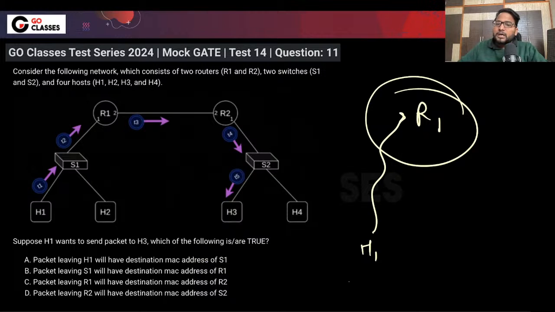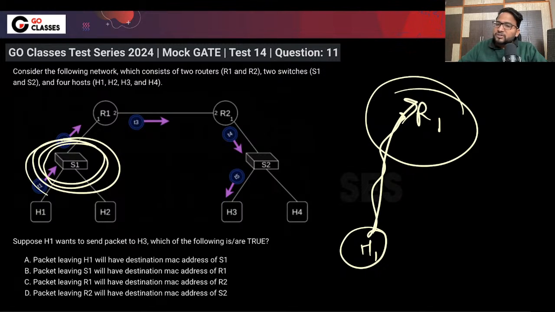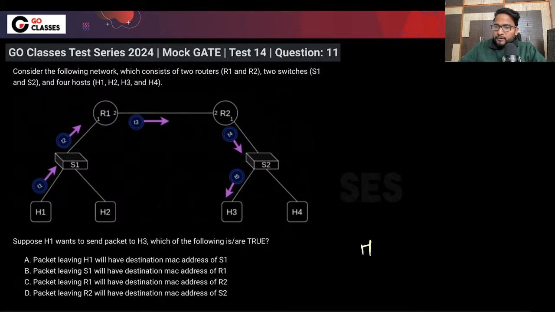I hope you understood that H1 wants to send to R1. If S1 is coming in between, that's okay, I mean, it is not sending to S1. That should be clear to everyone. It is not sending to S1. It is sending to R1. So hence, this is wrong, right? What about this? Yeah, S1, if that is leaving, it should be R1.